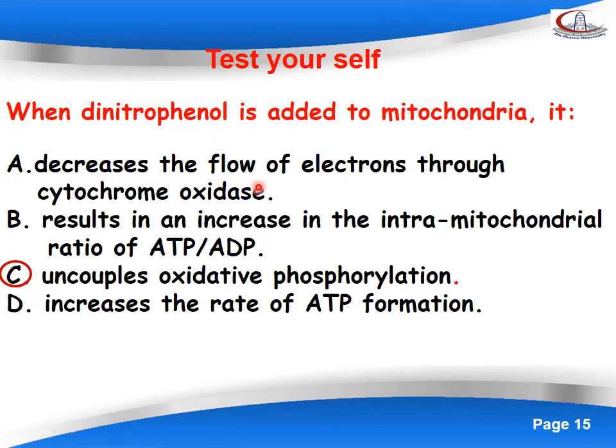Let's read the other choices. This decreases the flow of electrons through cytochrome oxidase? No, in uncoupling, oxidation proceeds. It is not affected, resulting in increased ATP? No, uncouplers decrease the formation of ATP, because protons enter from a different route than ATP synthase. Increase the rate of ATP? No, uncouplers decrease the rate of phosphorylation, but oxidation proceeds. So it is uncoupled oxidation and phosphorylation.